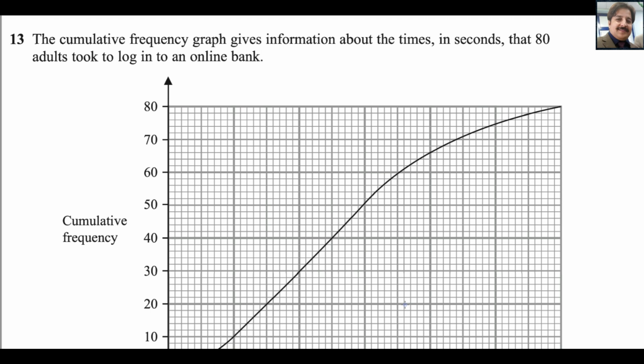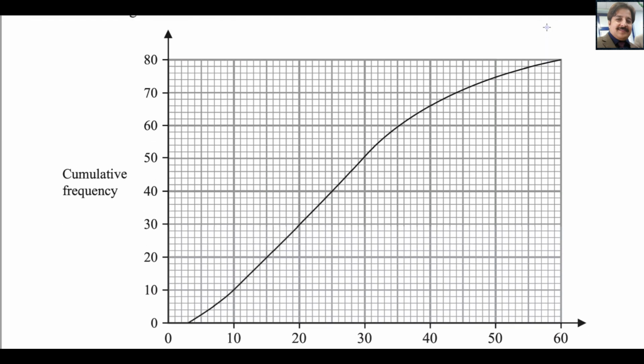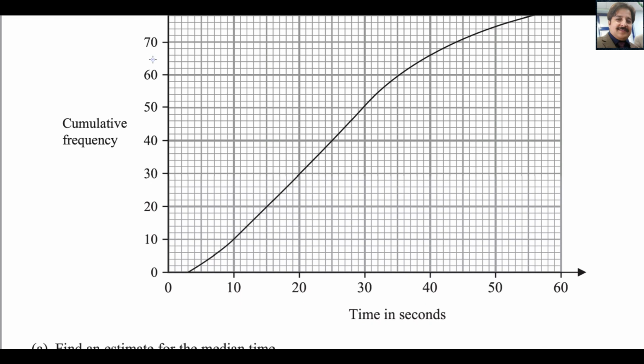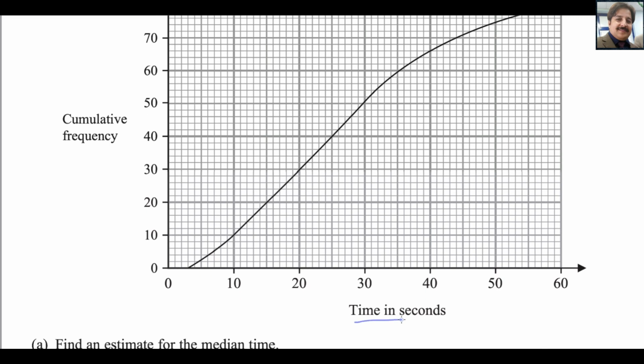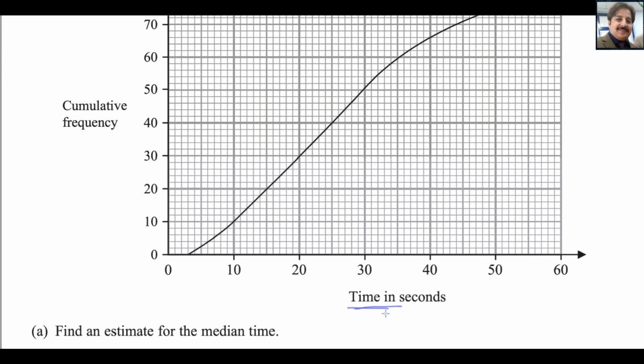The cumulative frequency graph gives information about the times in seconds that 80 adults took to log into an online bank. So there are a total of 80 adults. This vertical line shows the cumulative frequency, the total number of adults is 80, and this horizontal line shows the time. Find an estimate for the median time. We want to find the median time.